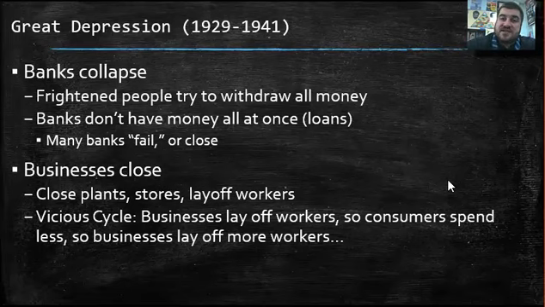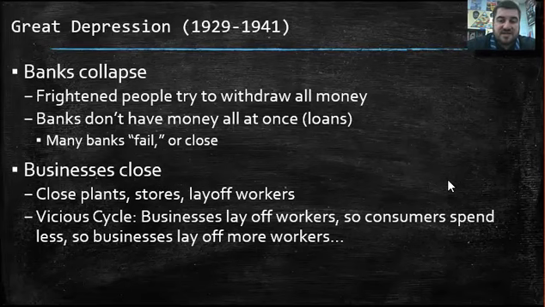One of the first areas in our economy to feel the effects of this is our banks. We say banks fail or the banking system collapses because frightened people try to go and withdraw all their money. But banks don't just hold your money. They loan it out in order to make a profit on it through interest payments. And many banks fail or close at this point, and people lose the savings that they had in banks. There was no safety net there.